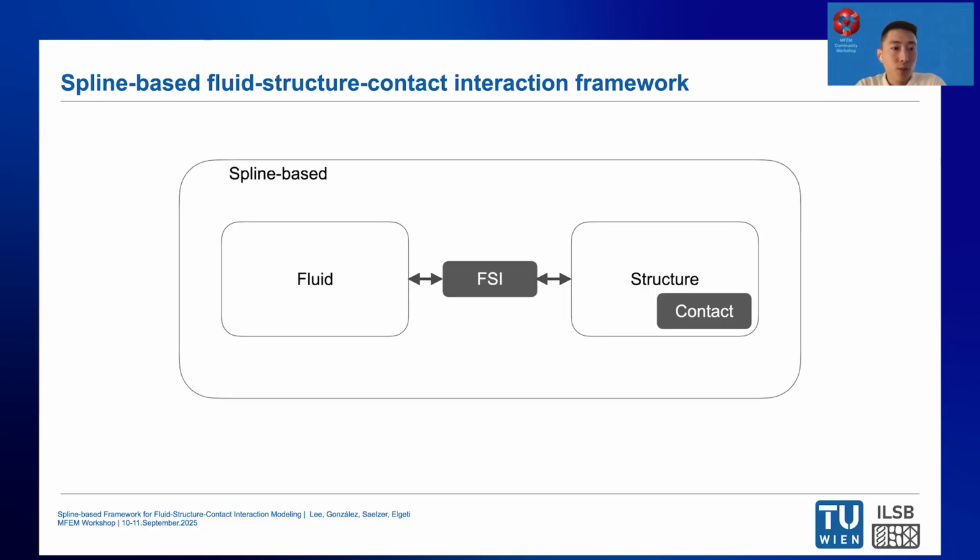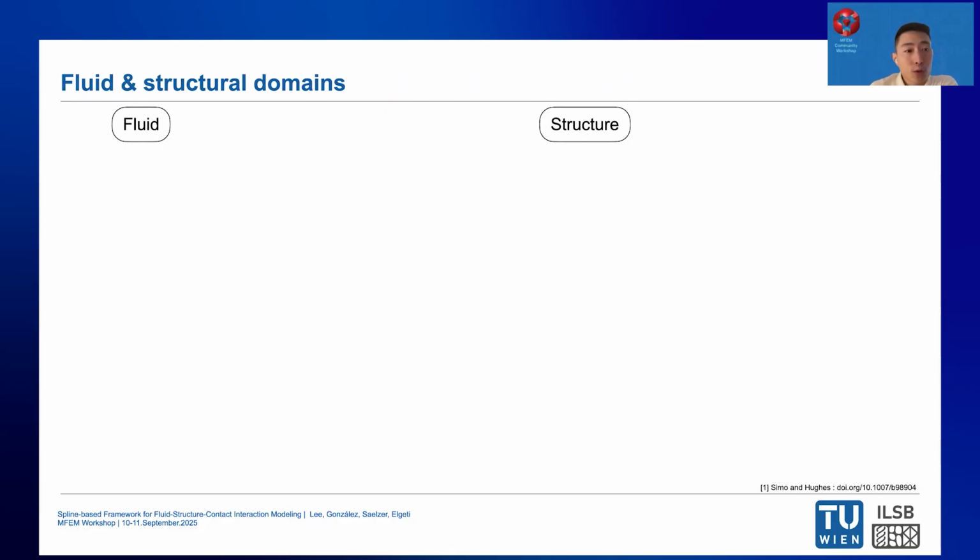As a starting point, we have an in-house finite element fluid solver called XNS, and we have some FSI features already prepared. After that, we were looking for a library that supports IGA capabilities, and we came across MFEM and started using it. Here is a quick overview of the two domains, fluid and structure.